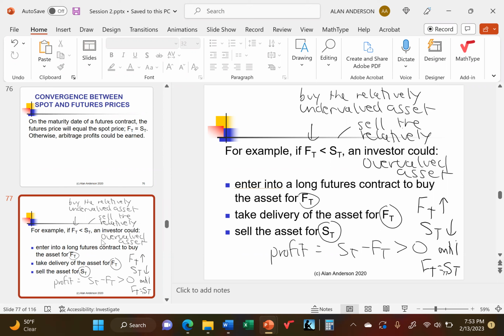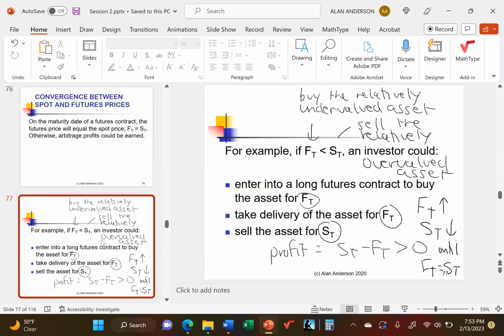Yes, go ahead. This will be done by getting into two different contracts, right? One to sell and one to buy. No, just one contract to buy through the futures contract, and then you actually sell the spot asset in the market. In other words, I buy the futures contract, I use it to take delivery of the asset, I pay F dollars for the asset, and then I turn around and sell it in the market for S dollars.